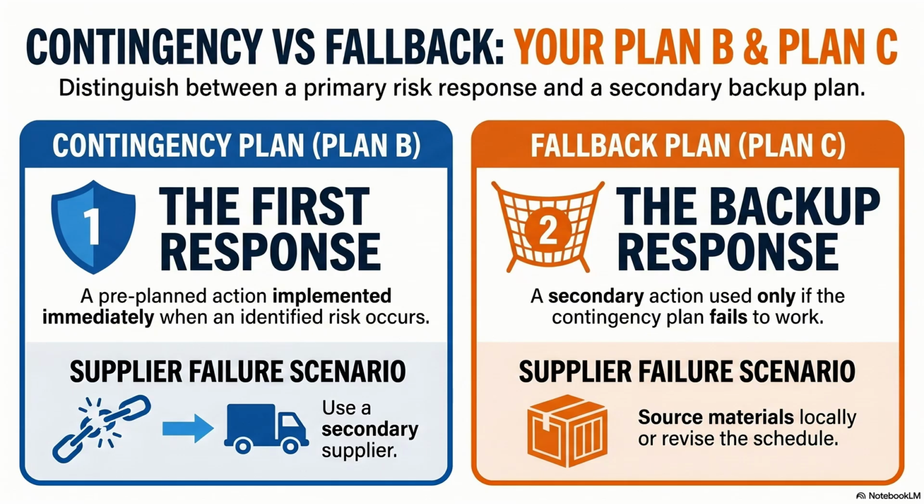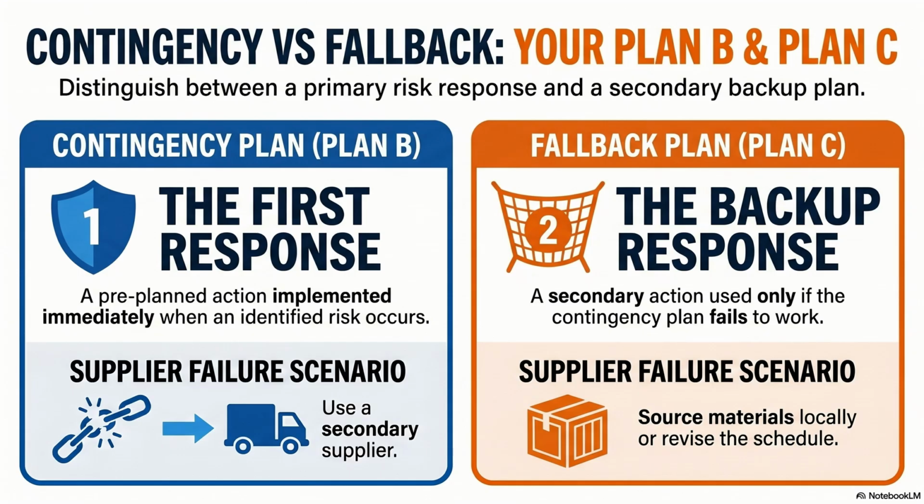For example, in the supplier failure scenario shown here, if the main supplier cannot deliver materials, the contingency plan is to use a secondary supplier. That is the first response to manage the risk.